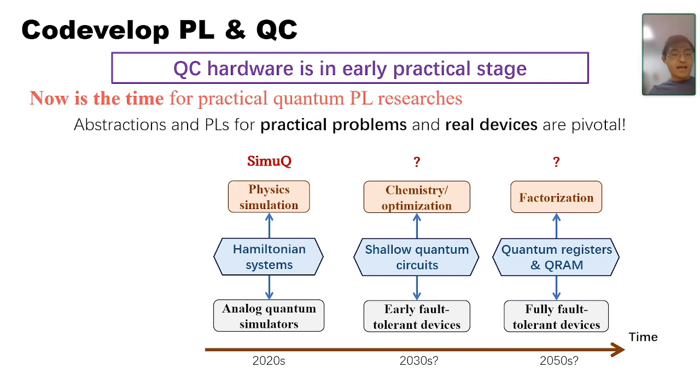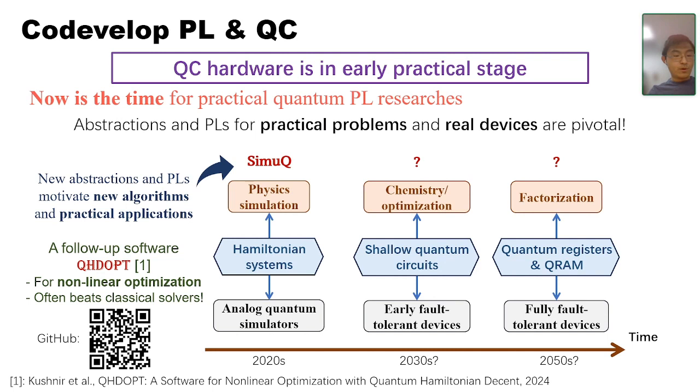We want to emphasize that current quantum devices are in the early practical stage if we employ the Hamiltonian system as an abstraction because of the low overhead to implement them on existing devices. Meanwhile, there is a huge underexplored space for applications. We believe that now is a time for quantum programming languages research to focus on the practical problems and real quantum devices.